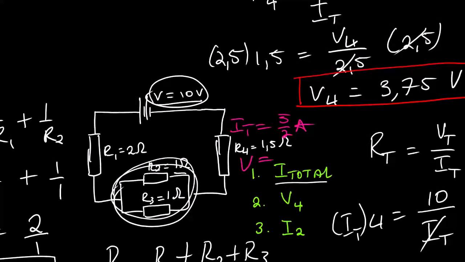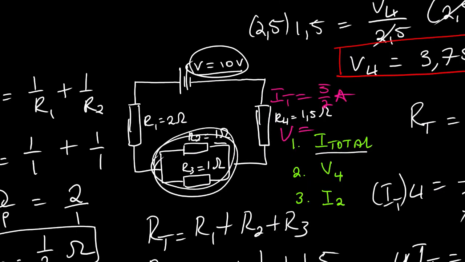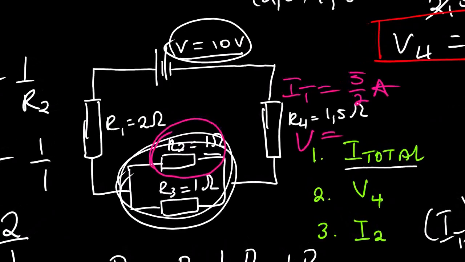We look at the last one, which is I2. Now with this one, we need to reconstruct our circuit. The reason why we need to reconstruct, we must understand something. We are looking for the current across this. The challenge is we only have the resistance across this. The voltage is no longer 10 because we don't have a parallel connection only. We have the combination of the two.